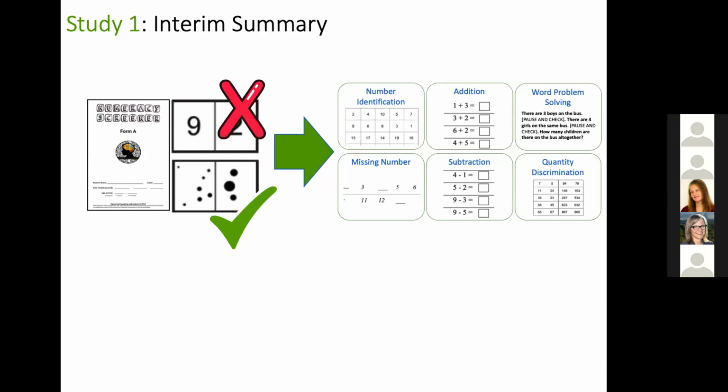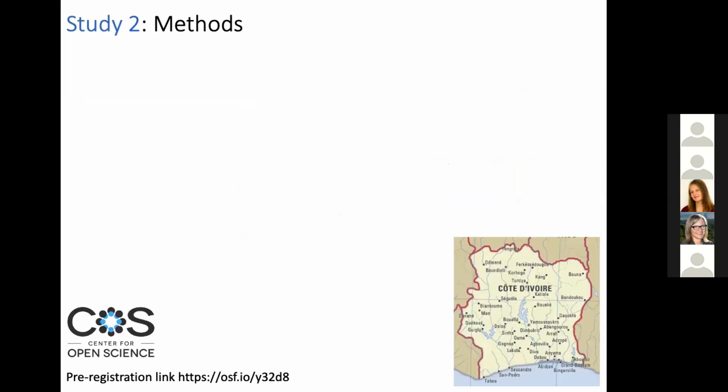So next, we evaluated whether these findings hold if we conducted a follow-up study in Cote d'Ivoire. So we conducted a pre-registered follow-up study. We were lucky to have the opportunity to continue working with Dr. Sharon Wolf. And we tested whether the associations between symbolic and non-symbolic comparison in the same way that we see in Ghana carried forward in Cote d'Ivoire.